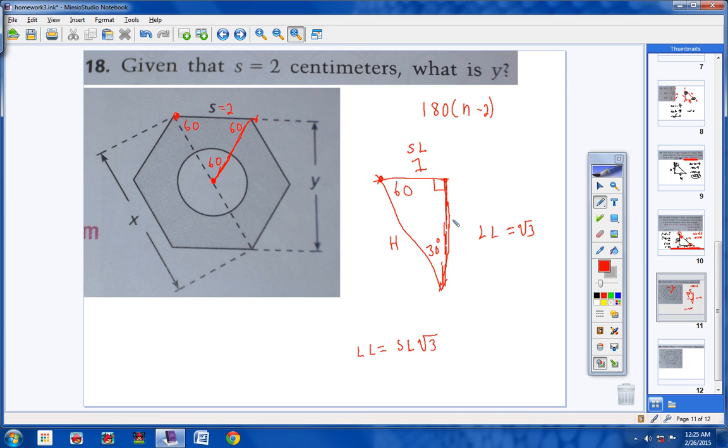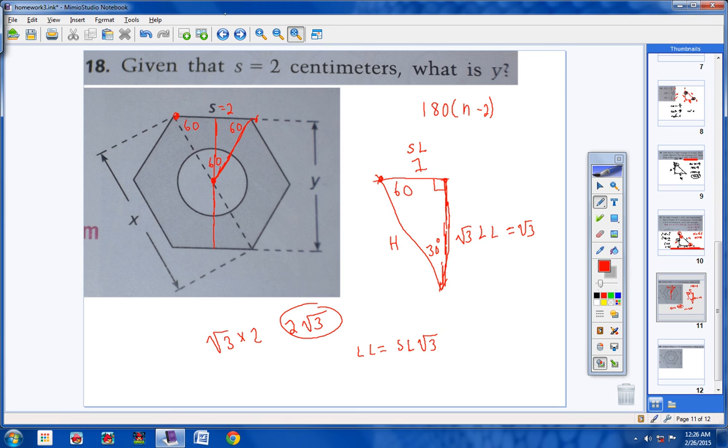So from here to here I have square root of 3. So multiply that by 2 and you'll have the entire length. Square root of 3 times 2 would give me 2 square root of 3, which is the correct answer. I'm looking in the book now to make sure that's correct. And yes, that is the correct answer, 2 square root of 3.